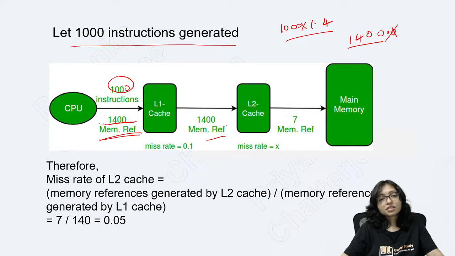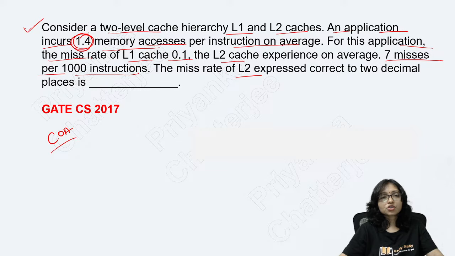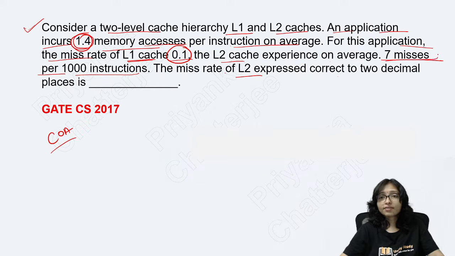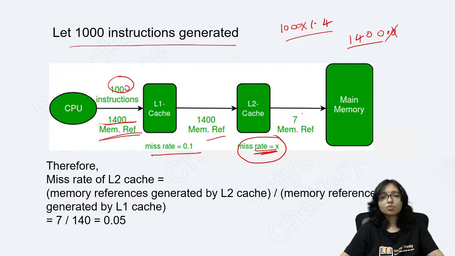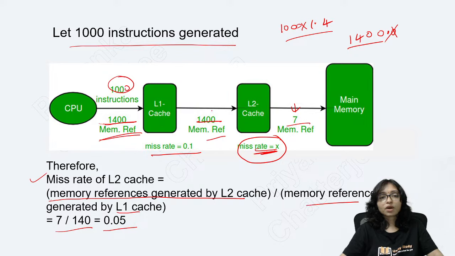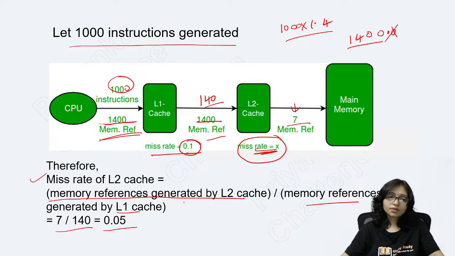Now out of that 1400 memory references, the miss is also given here in level 1, 0.1 miss was given. So if it is 0.1 miss in level 1, then if I take the miss rate of L2 equal to x, it was given that ultimately 7 misses per 1000 instructions. I don't know this rate, this is unknown to me, but here I know that this is 7. Now I can calculate it: the miss rate will be memory references generated by L2 divided by memory references generated by L1, that is 7 by 140. Definitely I can do 7 by 140. It will be 140, right? Because of 0.1 miss rate, it will be 7 by 140. So my answer will be this one, right?